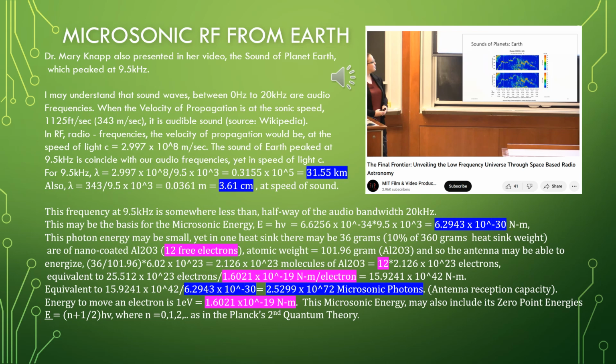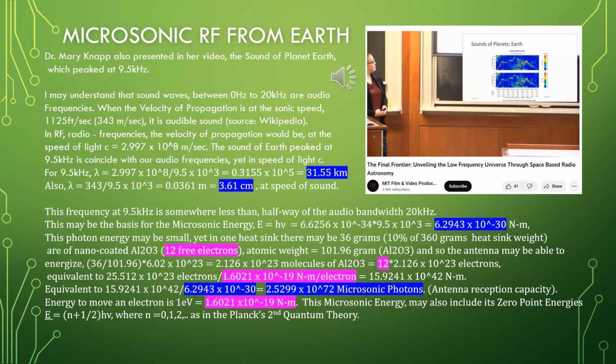equivalent to 25.512 times 10 to the power 23 electrons, multiplied by 1.6021 times 10 to the power minus 19 Newton meter per electron, equal to 15.9241 times 10 to the power 42 Newton meter, equivalent to 15.9241 times 10 to the power 42 divided by 6.2943 times 10 to the power minus 30, equal to 2.5299 times 10 to the power 72 microsonic photons. This is the antenna reception capacity.